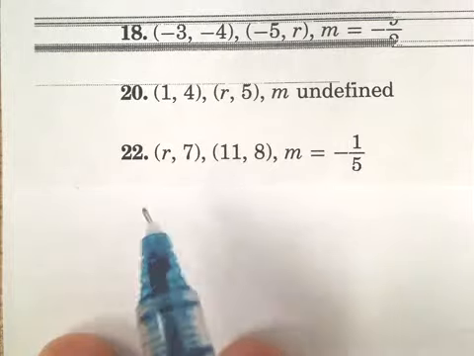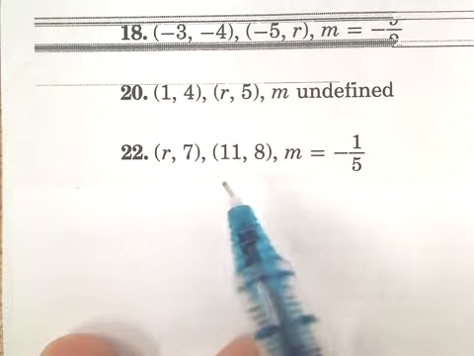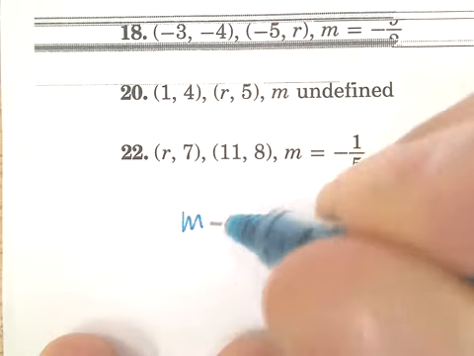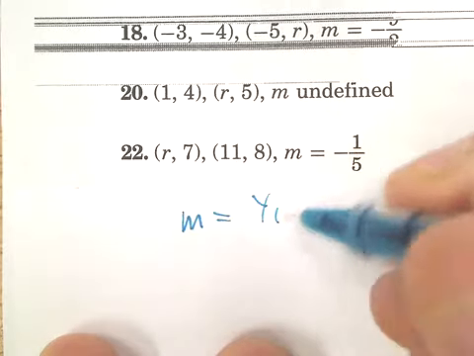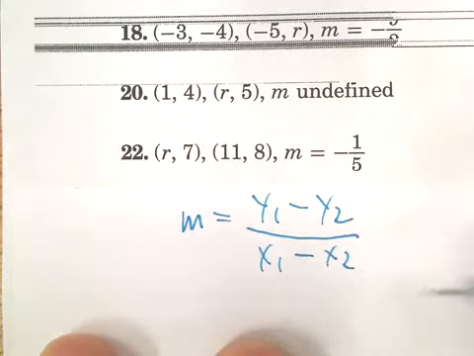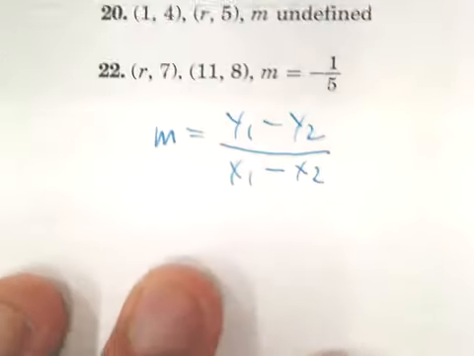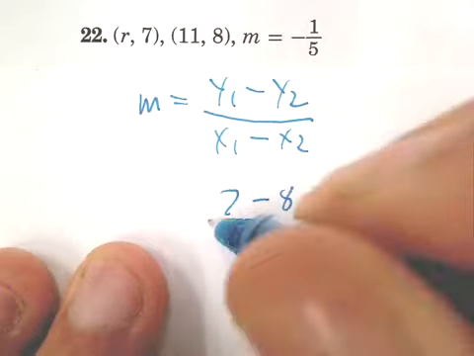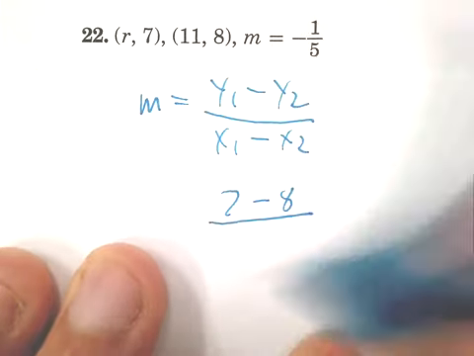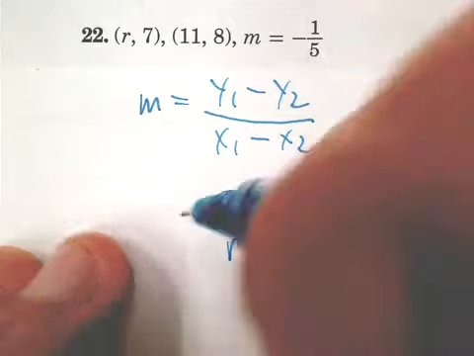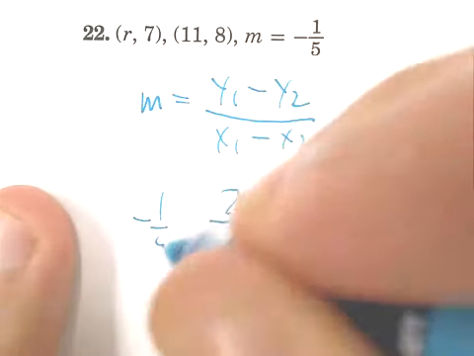Okay, now let's see what we got here. It says r, 7, 11, and 8, and it gives you the slope as -1/5. So let me write out my slope formula. m is equal to y1 minus y2 over x1 minus x2. Okay, that's my formula. And what I'm going to do is plug everything in. My y's are 7 and 8. My x's are r and 11. And my slope is -1/5. So for m, I'm going to put -1/5.